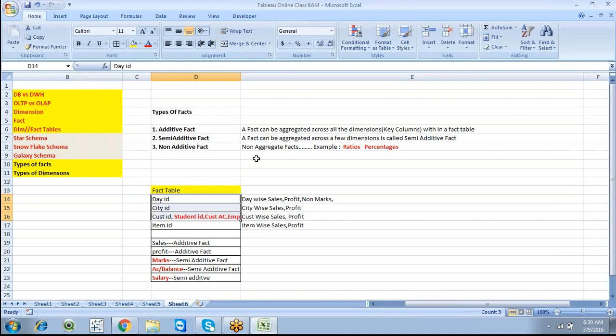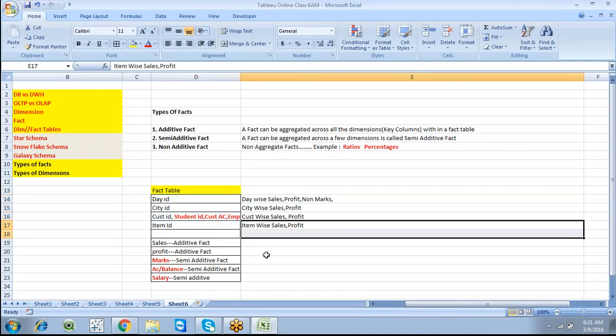A semi-additive fact is a fact that can be aggregated across only a few dimensions, whether one dimension, two dimensions, or any number of dimensions, but not all the dimensions within a fact table. And a non-additive fact is a fact that is not going to aggregate across any dimensions. Examples of non-additive facts are ratios and percentages.